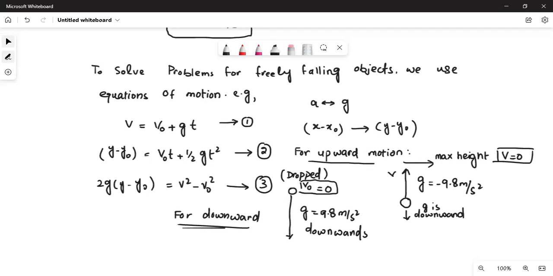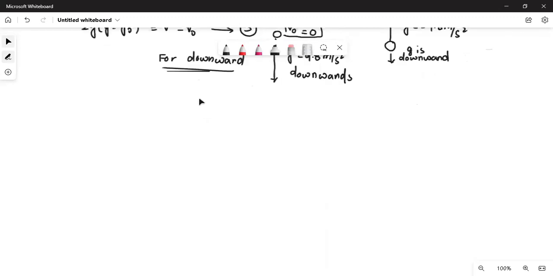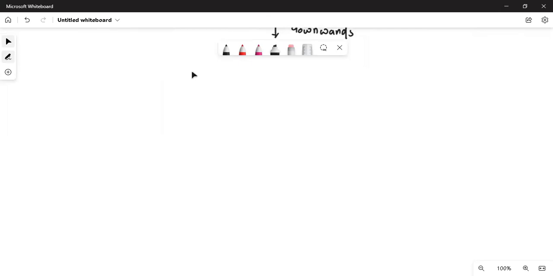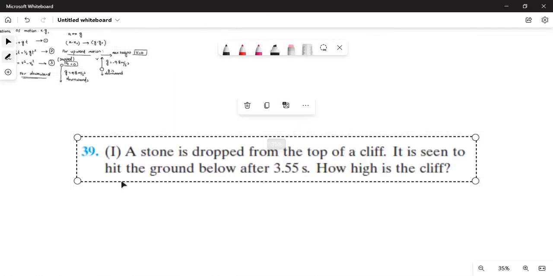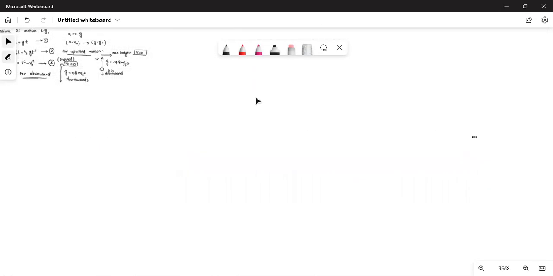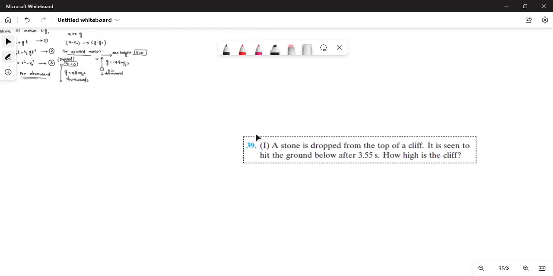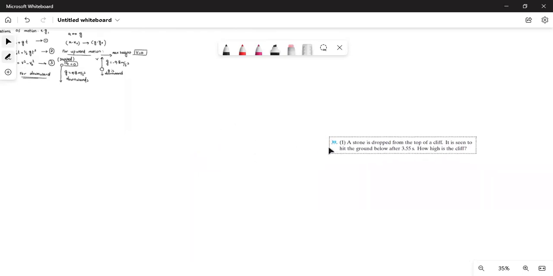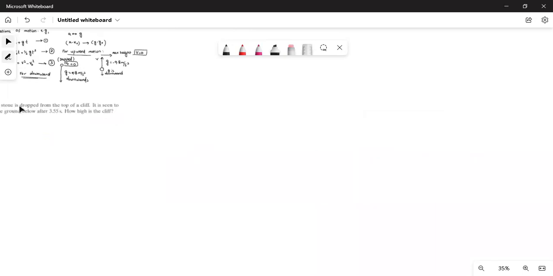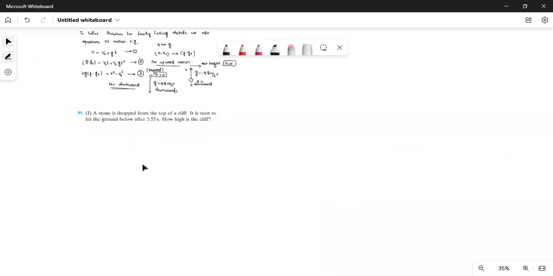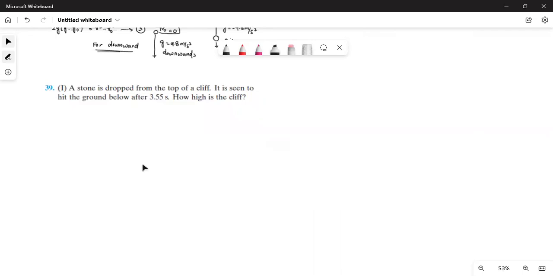Starting with question number 39. You will see this is the same as we did in 2.6. So the method will remain the same. The point of view is the same. The solution way is the same. The only new thing is acceleration is changed to gravity. That's the only thing that is changed here.